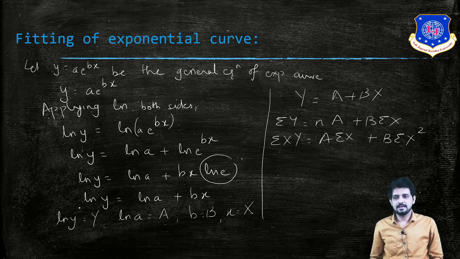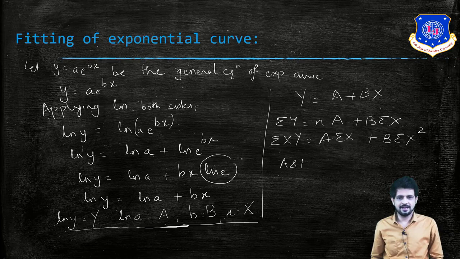Here we have to remember this: capital Y is equal to ln y, capital A is equal to ln a, capital B is same as small b, and capital X is same as small x. To solve the numericals of this, we have to solve these two normal equations. So we will get A and B, and after finding capital A and capital B, we have to find small a and small b. Why? Because in the main equation, y is equal to a into e raised to bx, we have to calculate the values of small a and small b.